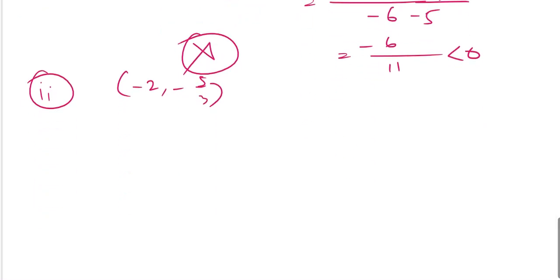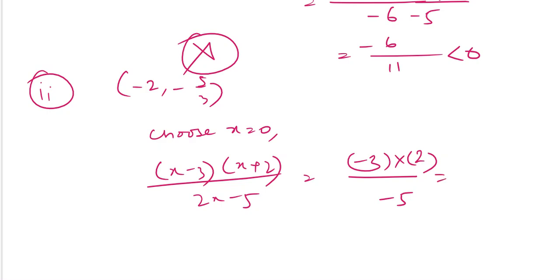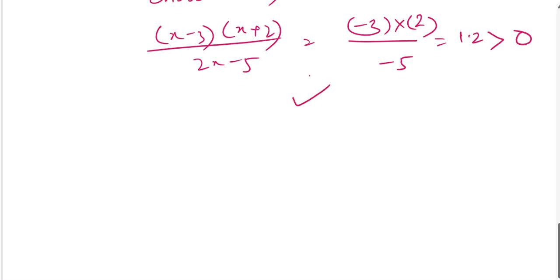The second interval is minus 2 comma 5 by 2. Choose x equals 0. Then x minus 3 into x plus 2 divided by 2x minus 5 is minus 3 into 2 divided by minus 5, that means minus 6 by minus 5, that is 1.2, which is greater than 0. So this interval satisfies the condition.